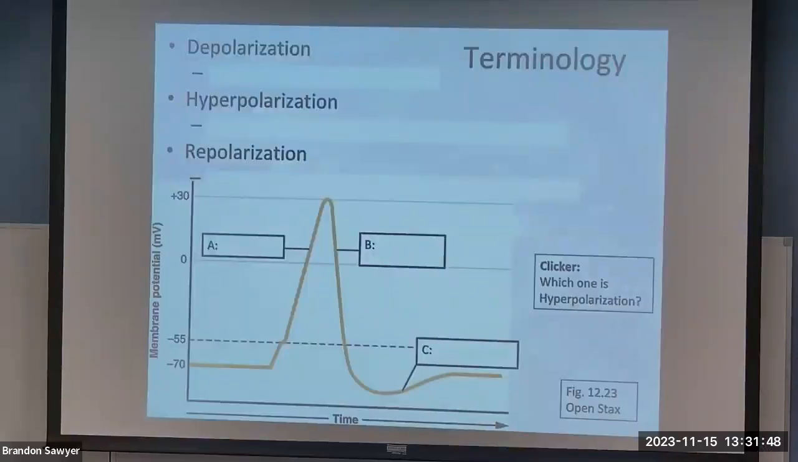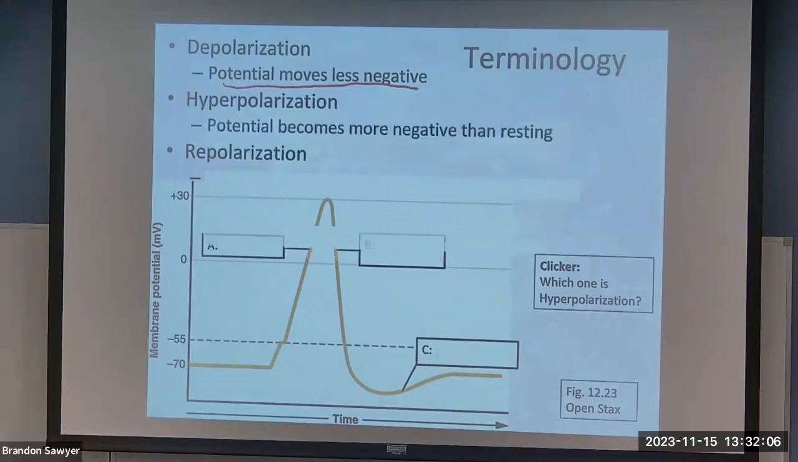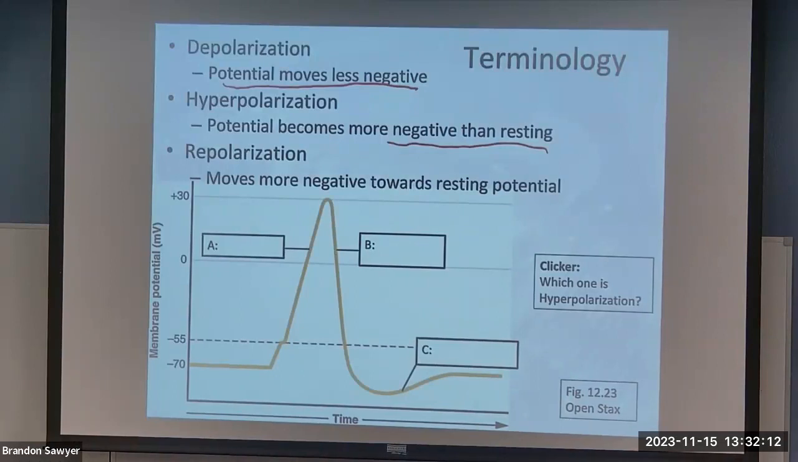Yeah, so we're going to start out by defining some of these terms based on this little graph here. This little graph is what we're going to work with. That's the graph of an action potential. And so depolarization is a potential that's going to move in the less negative direction. Hyperpolarization is going to be when we're going below or more negative than resting membrane potential. And then repolarization is moving more negative towards resting potential.